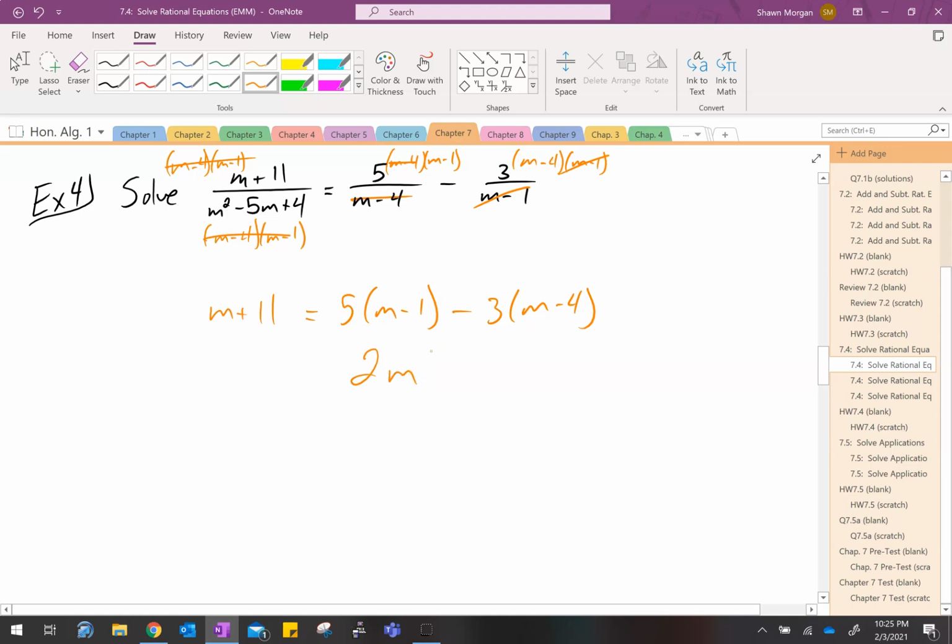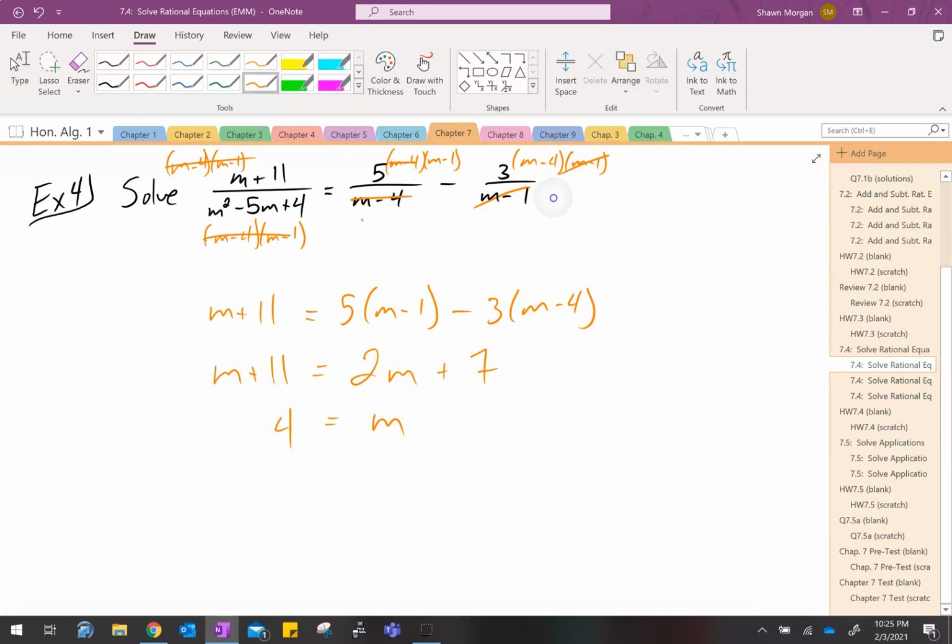We got negative 5 and positive 12, so that's going to be plus 7, m plus 11. So subtract m and subtract 7, we get m equals 4. Okay, now that's going to be a problem. Why would that be a problem?